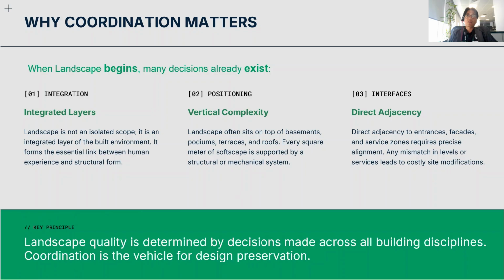And landscape has some unique characteristics. First, we have the integrated layer, where landscape is not an isolated scope. It needs to be an integrated layer with the building environment, an essential link between the human experience and the structural form. The second is the vertical, especially when we're working with the building.